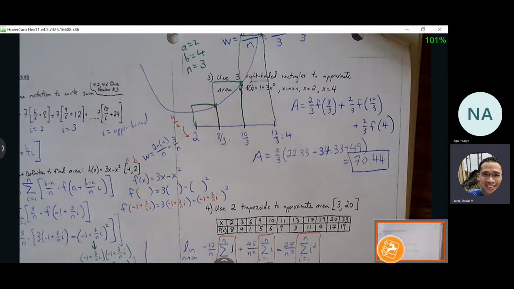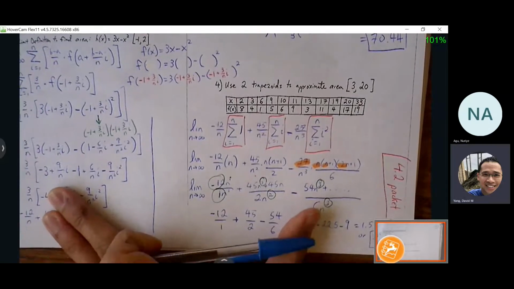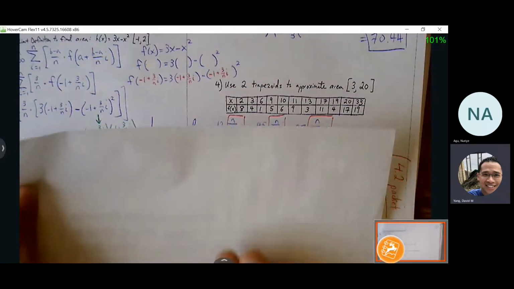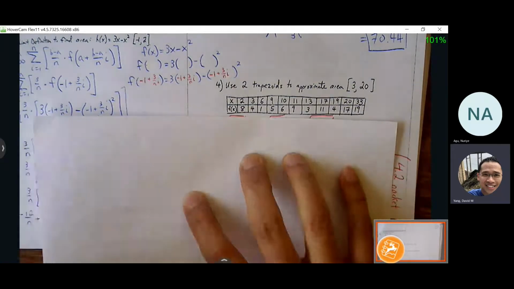Okay, are we good with rectangle approximation? No questions? Okay, all right. You guys may be out of room for the trapezoid approximation, but if you can find space, I don't think it's going to take a lot of space to do this one.